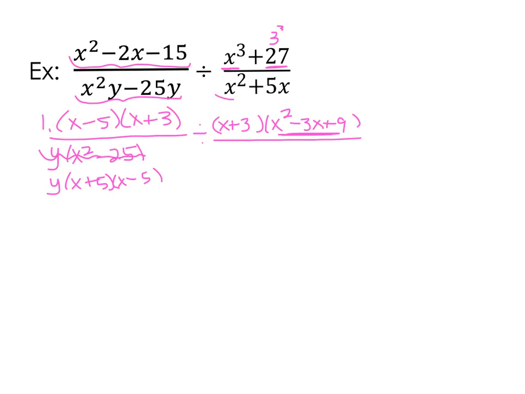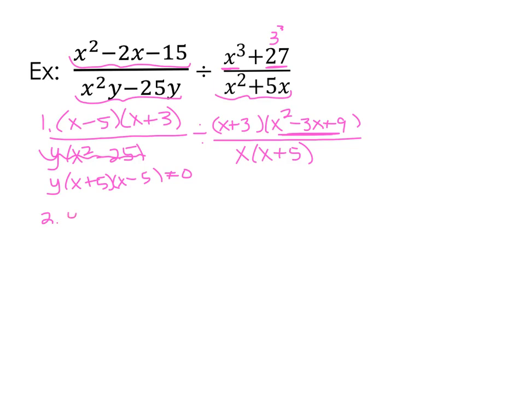And then x squared plus 5x, common factor of x, and we have x plus 5 left over. Whew, that's a big step 1 right there. All right, let's look at step 2, restrictions in our domain. In that first fraction, we've got 3 parts to our denominator, a y and then 2 parentheses with x's.